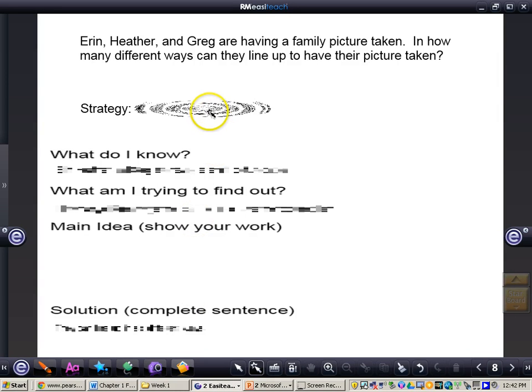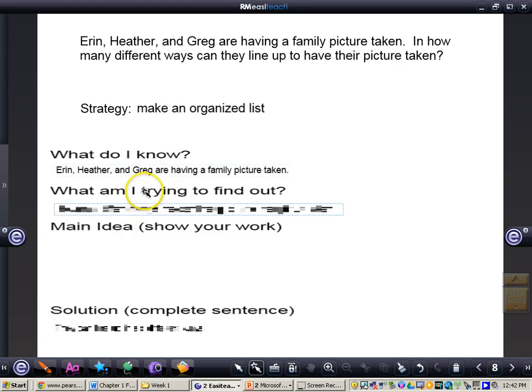Okay, I'll go over the answer to this problem. The strategy that you should have used should have been make an organized list. The what you know: Aaron, Heather, and Greg are having a family picture taken. What we're trying to find out: how many different ways they can line up to have their picture taken. And then finally, as we can see, they can line up in 6 different ways.